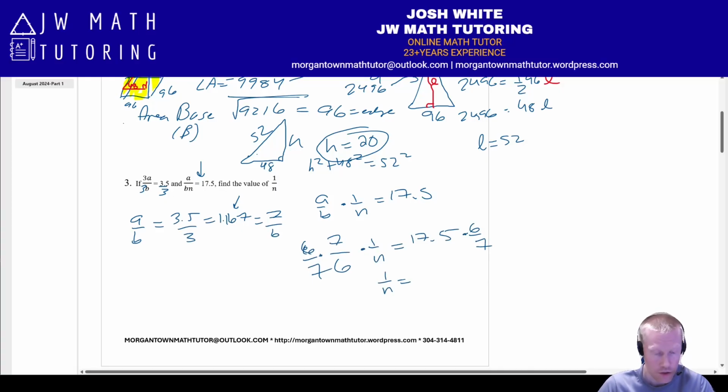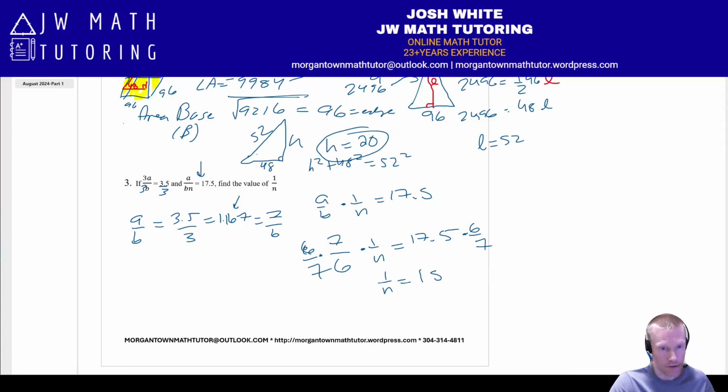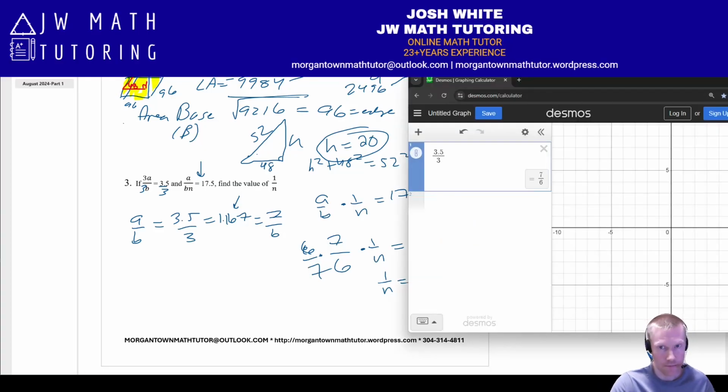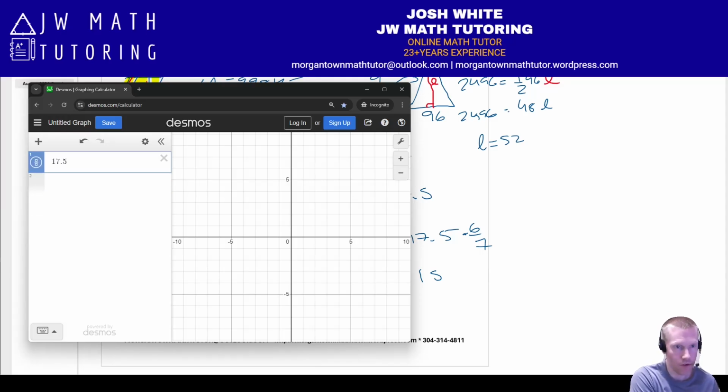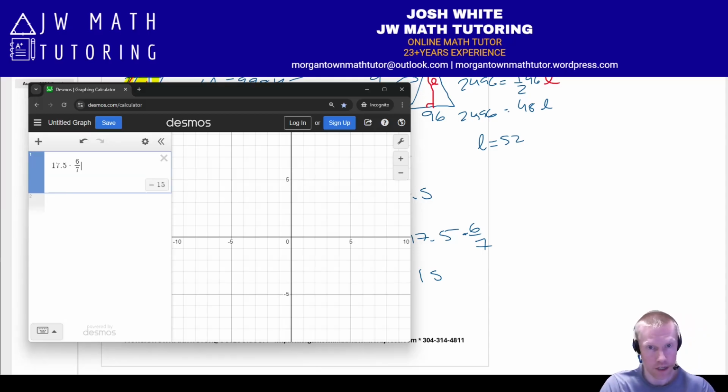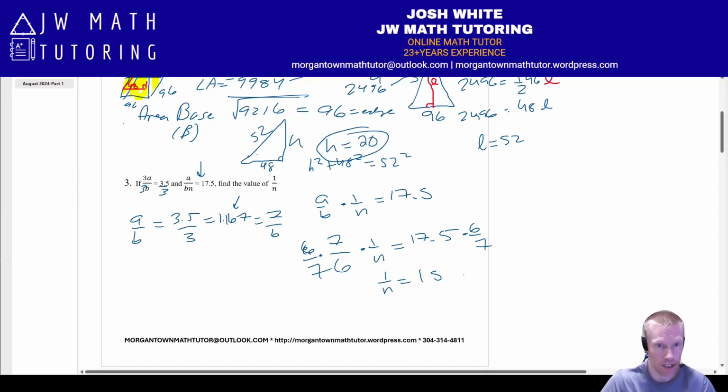So just go to Desmos, punch this in. It should turn out to be 15, but again, I'll just confirm. Slide this over. So here we got 7 over 6. We want the reciprocal of that. So 17.5 times 6 over 7. Yep, right there. So the right side simplifies completely to 15. The left side has the 1 over n that we're looking for. So 1 over n would be equal to 15. That would be your final answer.